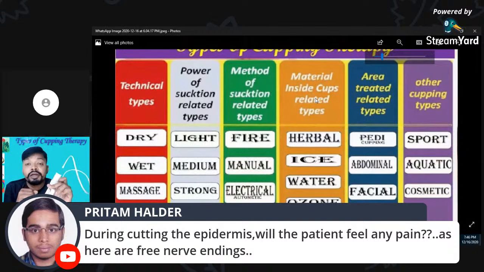Do you feel any pain? Okay. When giving the cut mark in the skin, in the epidermis, if nerve supply is available, like free nerve endings especially, then the patient can feel some pain, and that is the stimulation. I already said, if you see the embryonic theory of cupping, if you try to understand what the basics are, one theory is the embryonic theory.